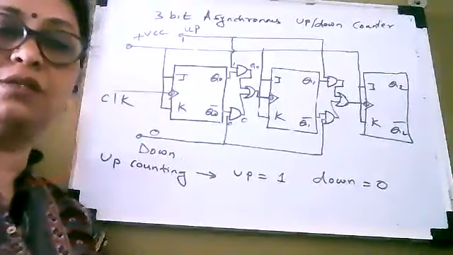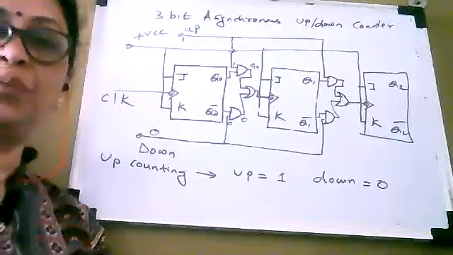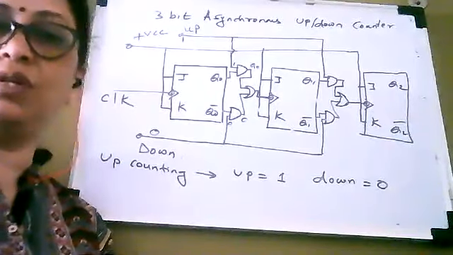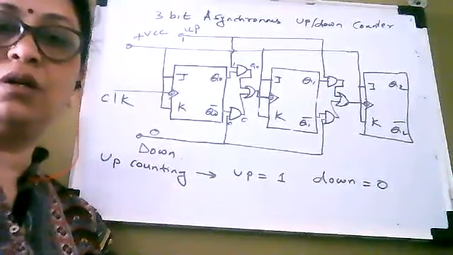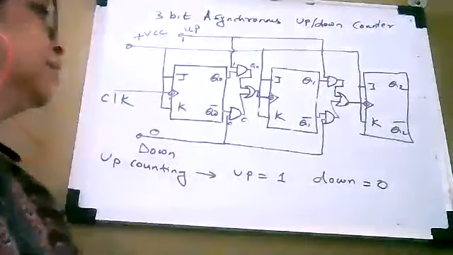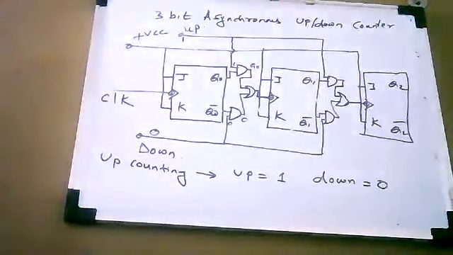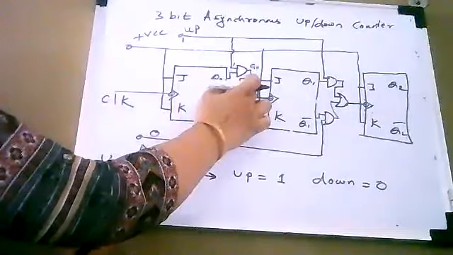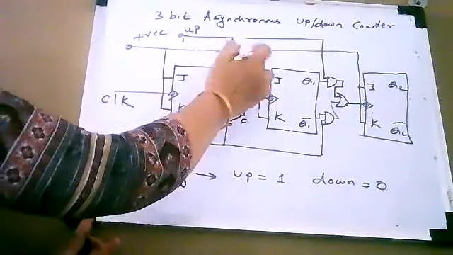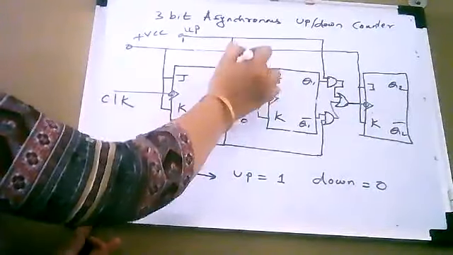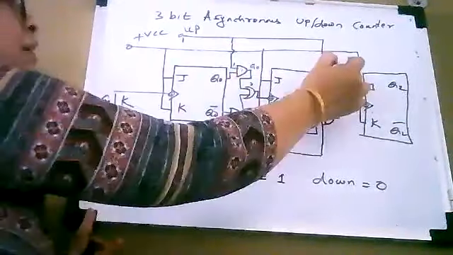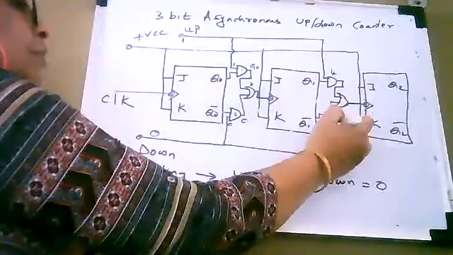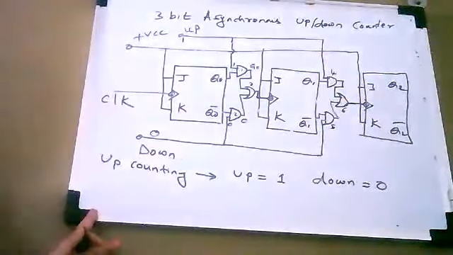Now let us see what happens when up is equal to 1 and down is equal to 0. Let us see what happens to the different gates which are present here. As you can see, this is a set of 2 AND gates and 1 OR gate. Inputs of this upper AND gate, let us call this 1, 2, and this gate as 3, and this is 4, 5, and this gate as 6.